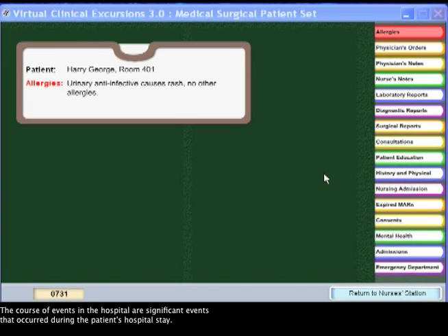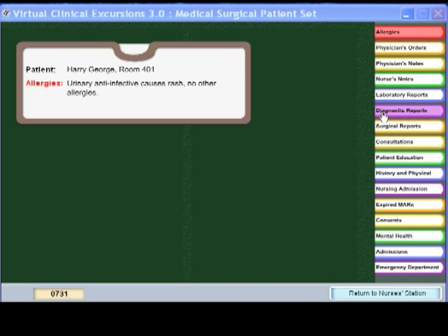The course of events in the hospital are significant events that occurred during the patient's hospital stay. This may be obtained from the H&P, the physician's progress notes, and the diagnostic reports. By looking at these three areas, you will be able to summarize significant events leading up to your day of care. Let us look at the history and physical and progress notes to summarize a course of events for this patient.